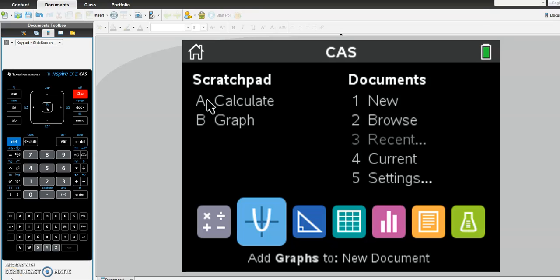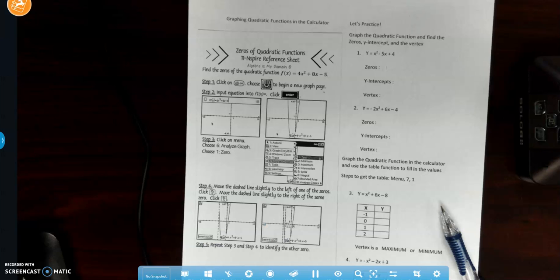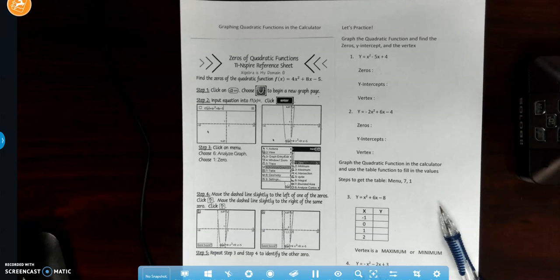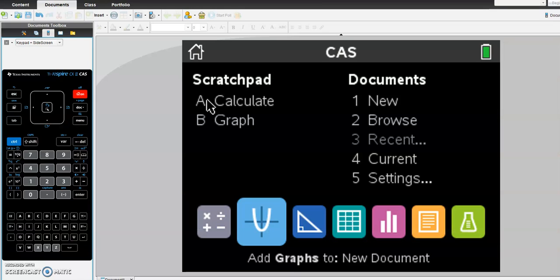Guys, today we're going to look at how to put quadratics into our calculator. So what I'm going to do is follow along with this sheet with our calculator. This is your screen of your TI Inspire. What you're going to do is click this blue icon that says Add Graphs to a new document. You click that puppy right there.